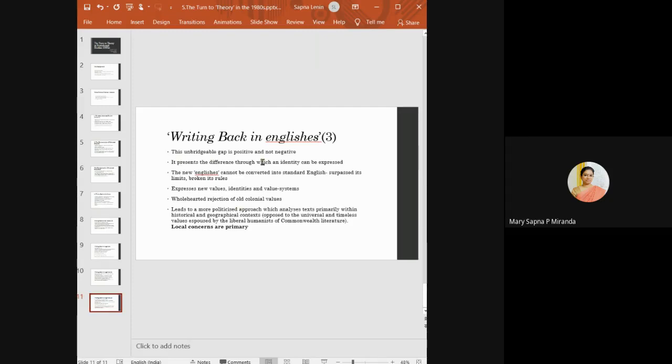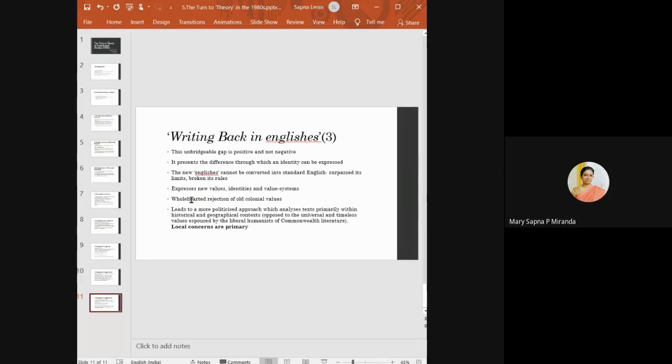So this gap is positive and not negative. Why? Because you're creating a new identity with that new English. So it presents a difference through which an identity can be expressed. So why are you using that particular brand of English? Because you want to express that unique experience as a Malayali or that unique experience as a Nigerian. So these new Englishes cannot be converted into standard English because they have really gone beyond its limits. The rules are all broken. So you cannot go back to the standard variety of English.